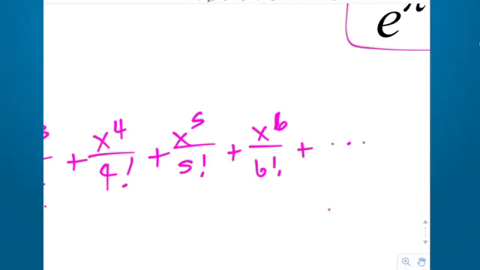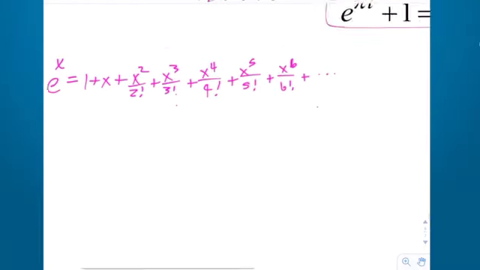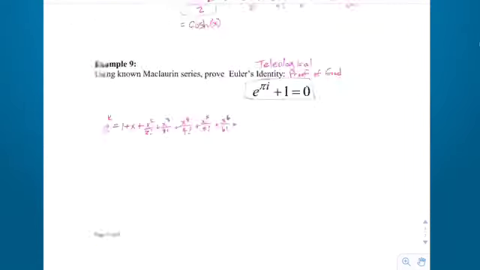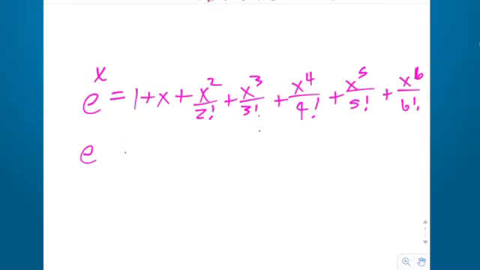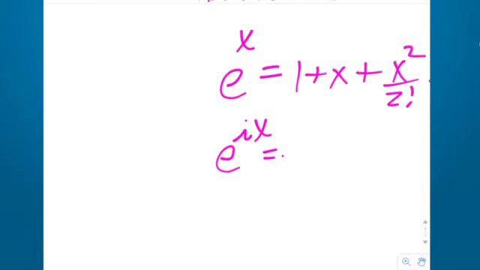I'm not going to use the nth term here. It's not going to be necessary. All right, so now one of the things we know we could do is we could substitute. So what I'm going to do is I'm going to change this from e to the x. I'm going to substitute in an ix. So I'm going to replace x with i times x. All right, so real quickly off to the side here, let's review. i is i. It's the square root of negative 1.